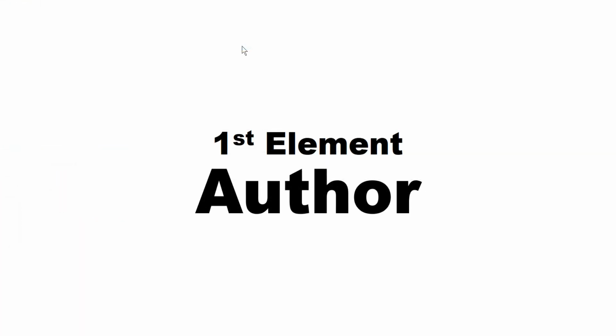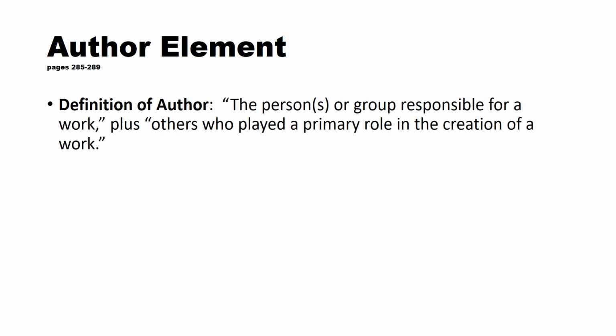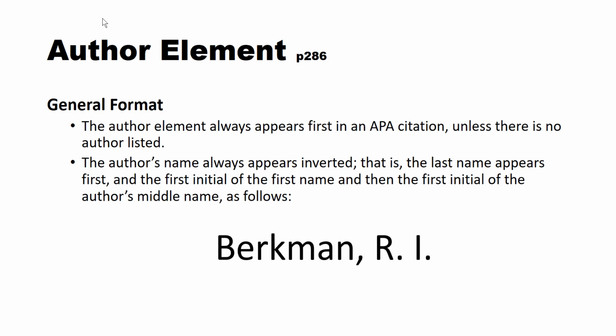Okay, now back to the 4 elements of an APA citation. We will talk about each one in succession, beginning with the author element. APA style defines an author as a person or group responsible for a work, plus others who played a primary role in the creation of a work. The author element always appears first in an APA citation, unless there is no author listed. The author's name always appears inverted. That is, the last name appears first, and then the first initial of the first name, and then the first initial of the author's middle name as follows.